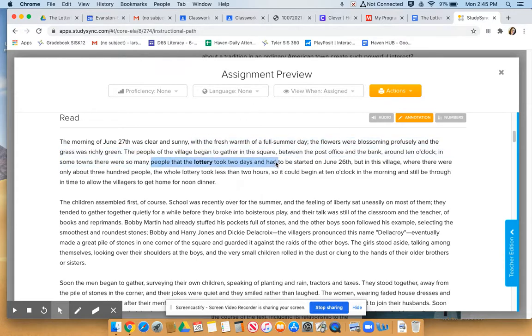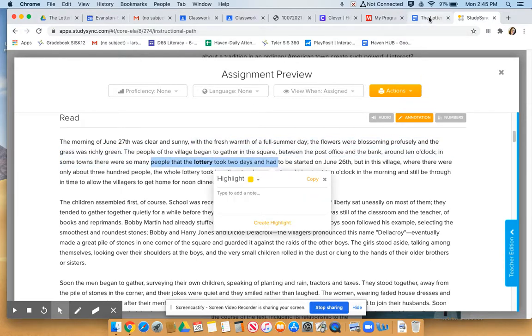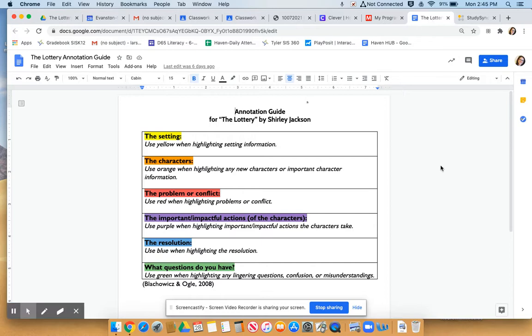Before we do that, let's take a look at the annotation guide. Just glancing quickly at the annotation guide, which you can find in Google Classroom, we're going to use yellow for setting. We're going to use orange for characters. We're going to use red for problem or conflict. We're going to use purple for important or impactful actions of the characters. And we're going to be using blue for the resolution.